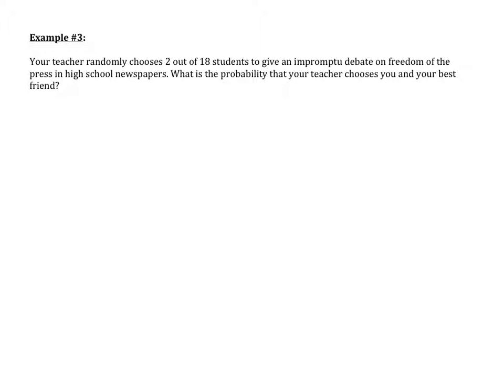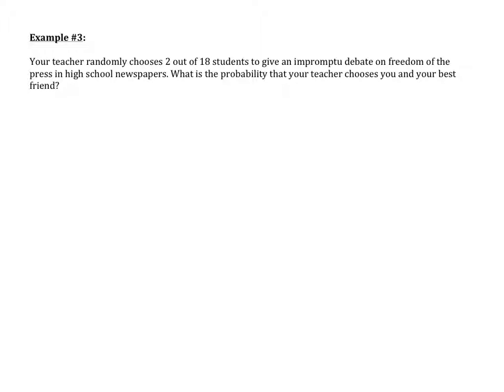It says the teacher is going to randomly choose 2 out of 18 students. So it wouldn't matter if they chose me and my best friend or my best friend and then me, because either way we're both going to do it. So it's going to be a combination because the order would not matter. So back to the probability part of this problem. Remember, probability is the total number of favorable outcomes on top divided by the total number of possible outcomes on the bottom. So let's figure out the number of possible outcomes first.